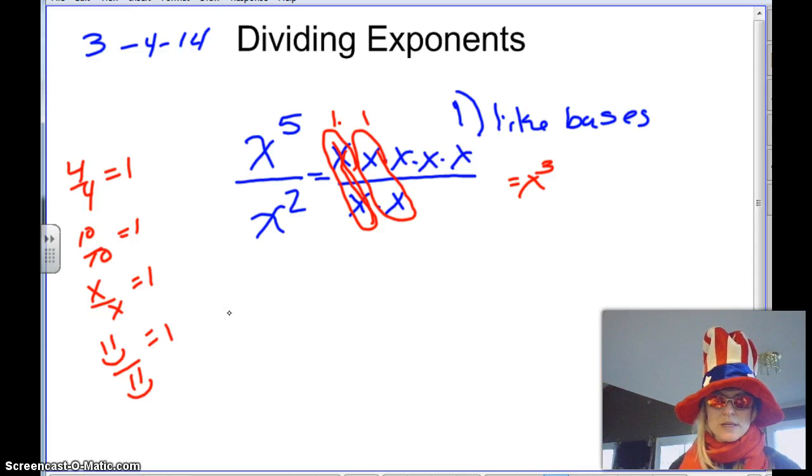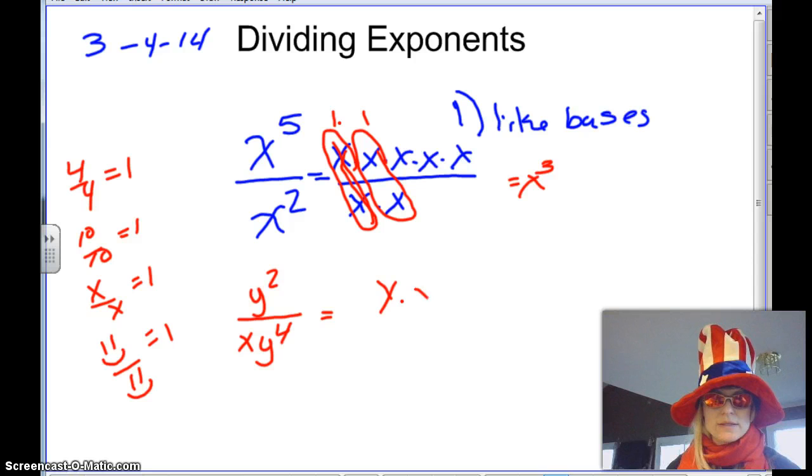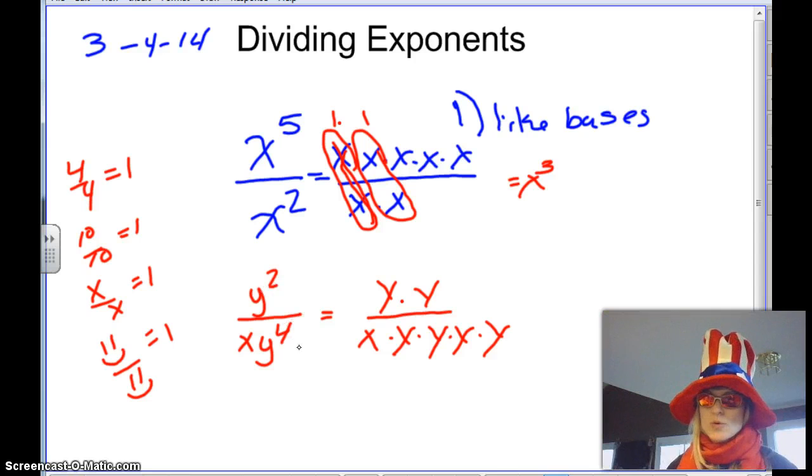Okay, so let's look at another type of problem. Let's say I had y to the second over x y to the fourth. Okay, so we're going to write that out. That's y times y, which is y to the second or squared. And then we have x, and then we have y times y times y times y. Okay? So I just wrote these out in expanded form, right?